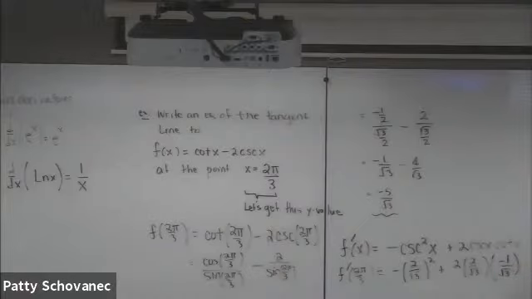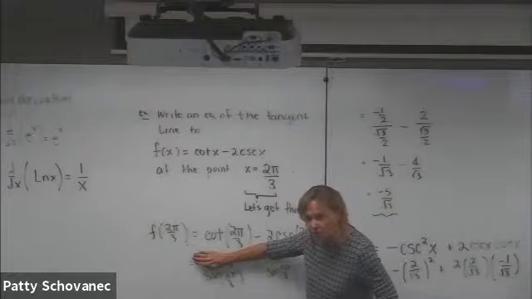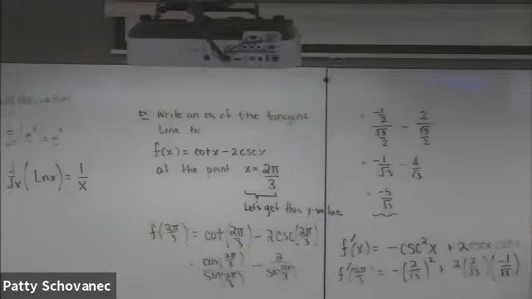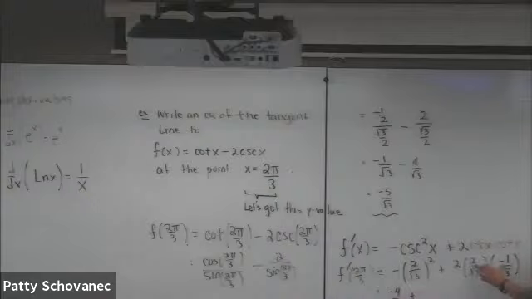Cosecant is 1 over the sine. So sine of 2 pi over 3 is square root of 3 over 2. Flip it over, it's 2 over the square root of 3. All right, so when I square the square root of 3, I'm going to get 3. So this number is a negative 4/3. That's negative 2 times 2 over 3, which gives me a negative 4 over 3. So I get a negative 8/3 as my slope.